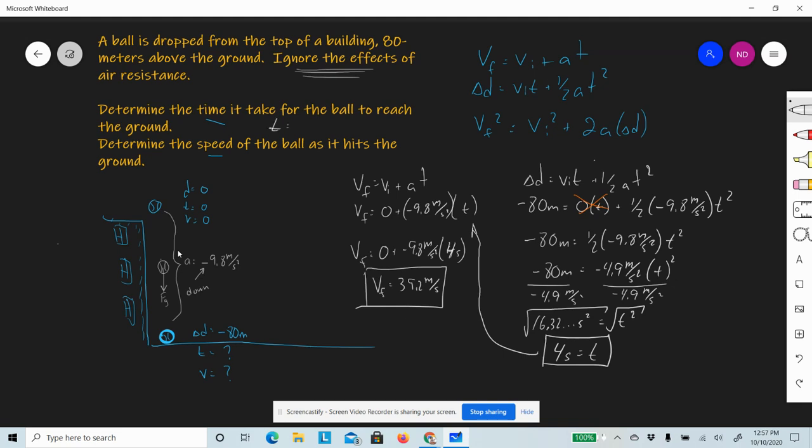Time, 4 seconds. Speed, 39.2 meters per second. If you were to do all of that with 10 instead of 9.8, or negative 10 instead of negative 9.8, you'd end up with 4 seconds and 40 meters per second. You'll be fine. That totally works. All right.